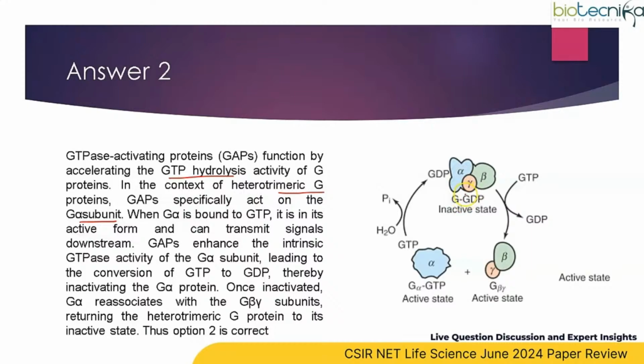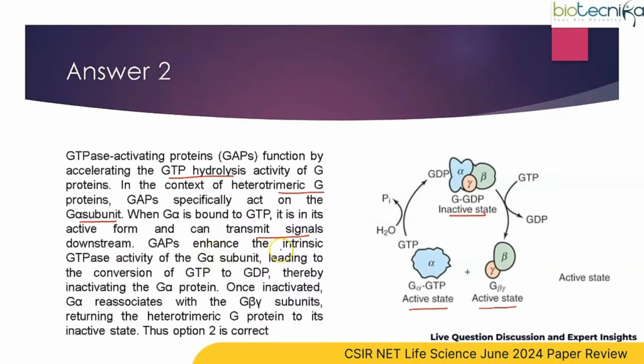Here, this is the G protein bound to GDP, which is in an inactive state. Now GTP exchange and hydrolysis take place. At that time the alpha gets separated from the beta and gamma. So G beta gamma becomes active, and G alpha bound to GTP also becomes active. When G alpha is bound to GTP, it is in an active form and can transmit the signals downstream, and further signaling will take place.